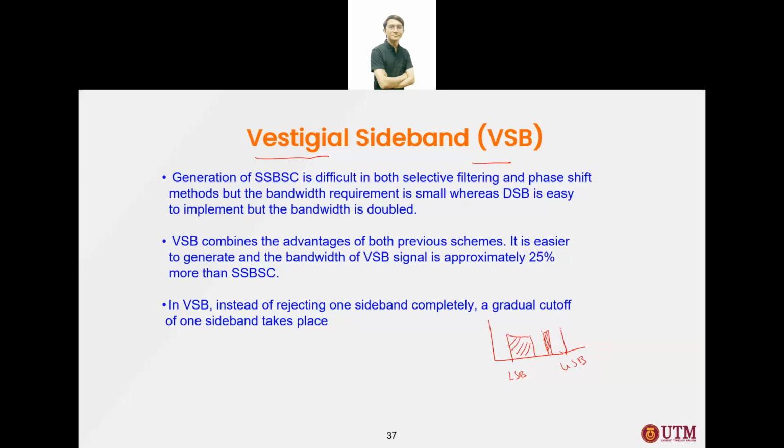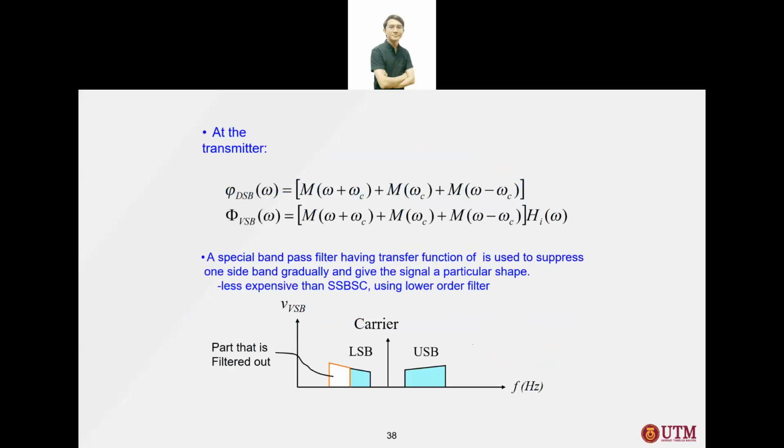So vestigial sideband is actually more practical in a way on the system. We cannot have sharp cutoffs, we have gradual. VSB combines the advantage of both previous schemes. It's easier to generate, and the bandwidth of VSB is approximately 20% more than SSB. In VSB, instead of rejecting one sideband completely, a gradual cutoff of one sideband takes place. So gradual, not all. Let's say if one just transmits the lower sideband, we take a portion of the upper sideband. So that's why you have this.